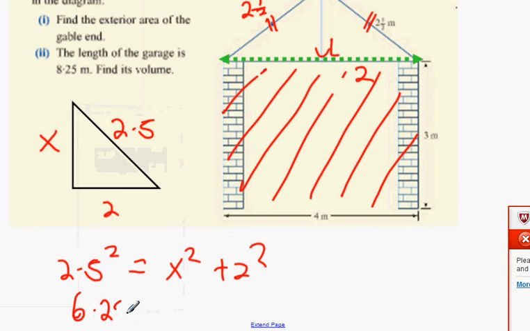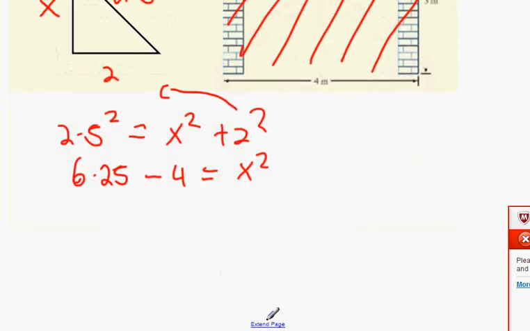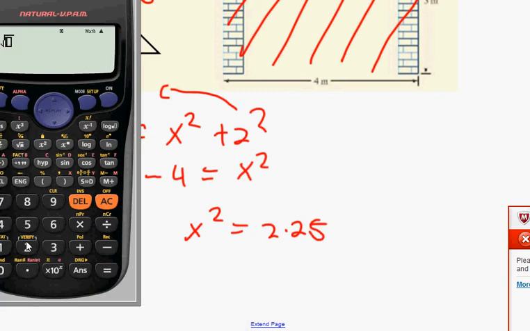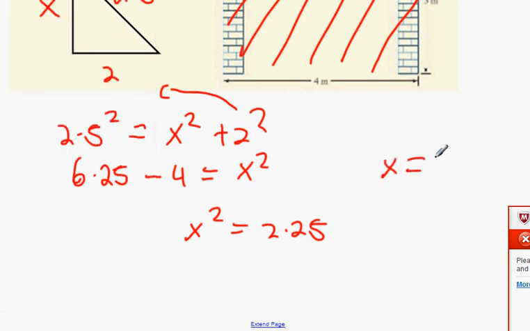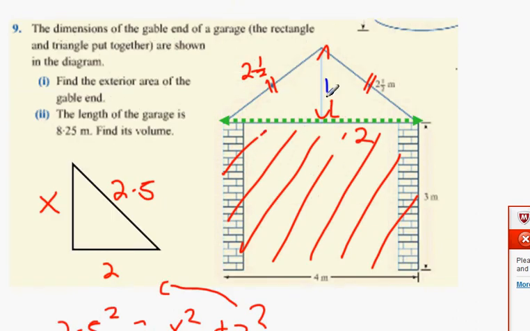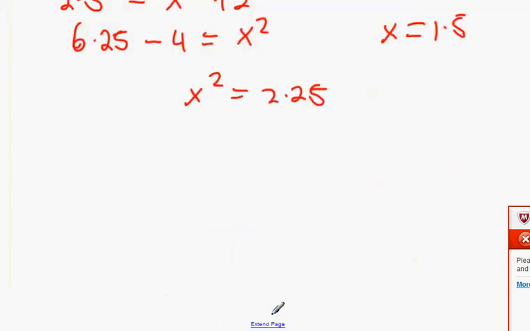And what are we going to do with this 2 squared? We're going to bring it over to the other side. So it's going to be 6.25 minus 4 equals x squared. And then we get x squared equals 2.25. Pretty sure when I square root that I'm going to get 1.5, or 3 over 2. So look, x equals 1.5. Now we know the height. The height is going to be 1.5 and the base is 4. Okay?